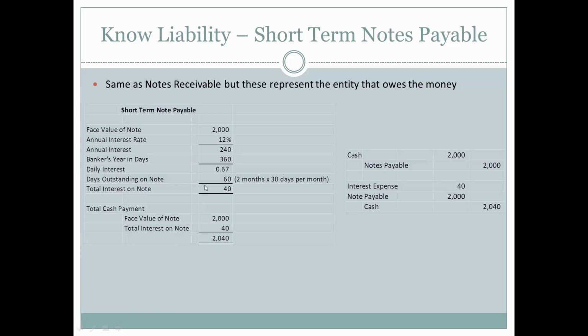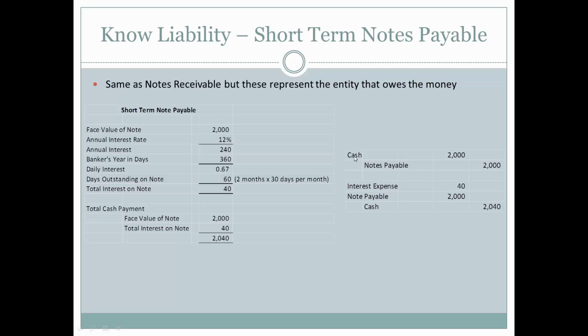The days outstanding on the note are going to be 60 days, which represent 2 months times 30 days per month, and the total interest due on the note will be $40. So when they pay off the note, they will be paying off the face value of the note, and in addition, they will be paying the total interest on the note in the amount of $2,040.